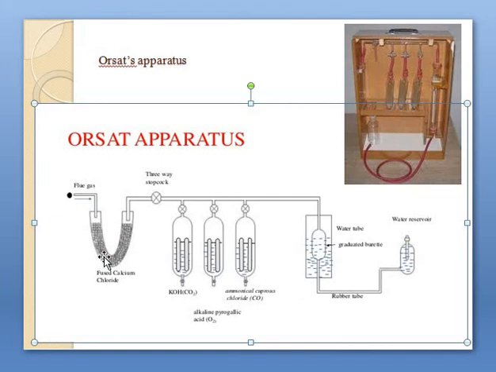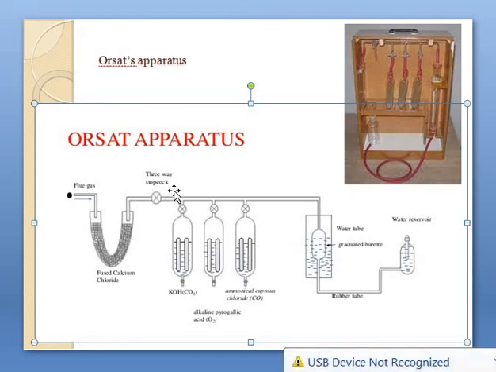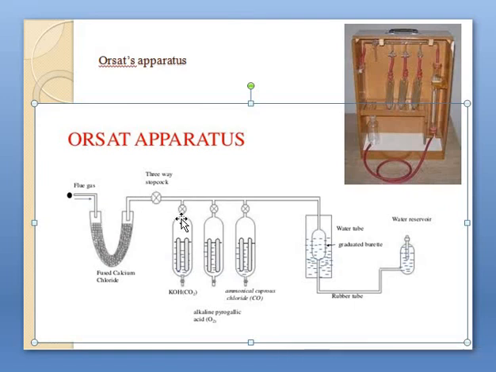First, the flue gas is sent in through a U-shaped tube containing fused calcium chloride. After that you have the 3-way stopcock. We open only one and the other two will be closed, the center will be open, either way. We pass the gas through the three absorbers, and finally all of this is sent into a water tube with a graduated burette, and from there it is sent into the water reservoir.